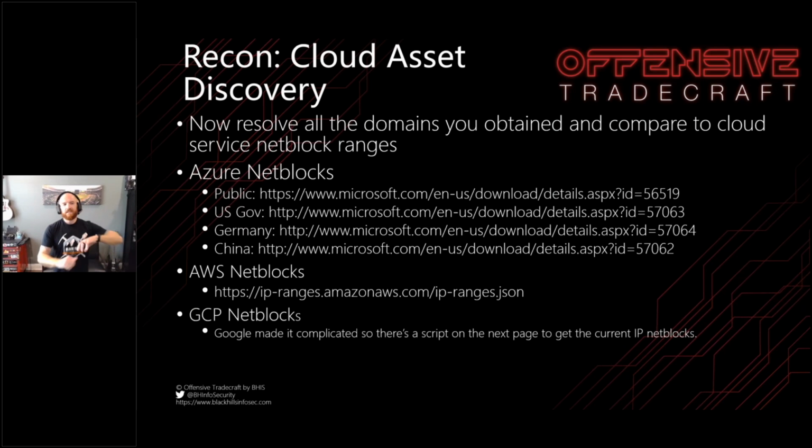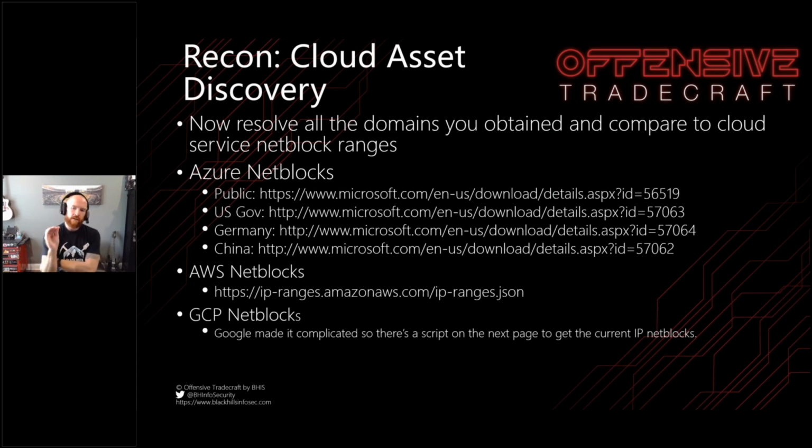So now that we've got this whole host list of subdomains, let's resolve everything and then compare that to lists of known Azure, AWS, and GCP NetBlocks, and hopefully we can find and identify specific resources that are being utilized. A lot of times these are the web servers and the things that the company is using for cloud services.